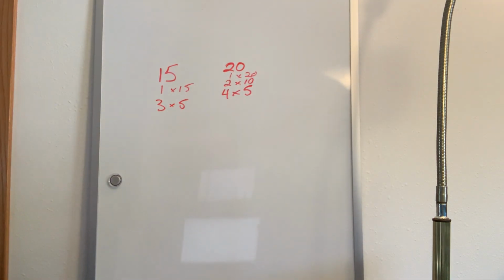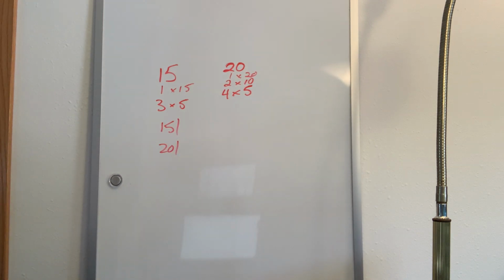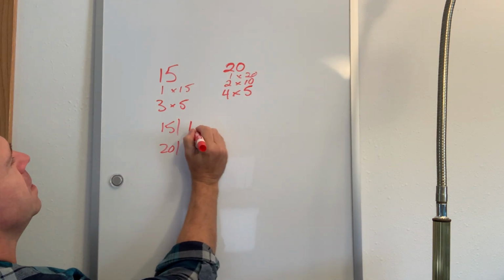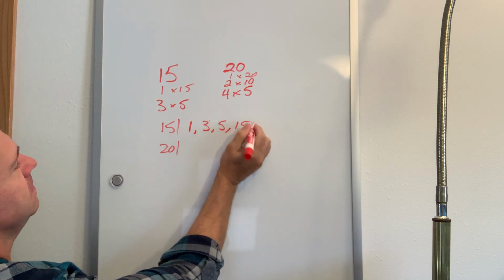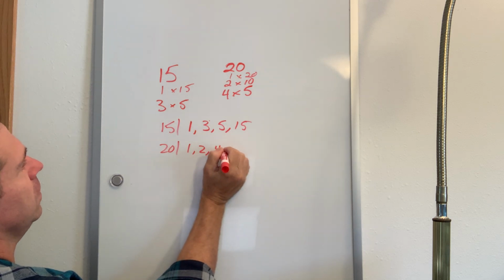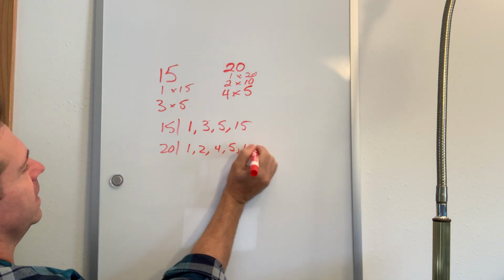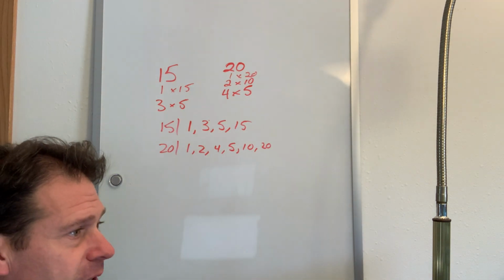Okay. So these are the factors of 15 and 20. Just write them like this. 1, 3, 5, 15. 1, 2, 4, 5, 10, and 20. And you say, Miss Marshall, we did this on Friday. And I say, yes, we did do this on Friday. And we are doing it right now too.